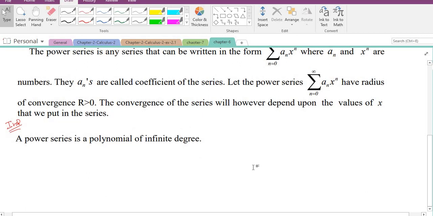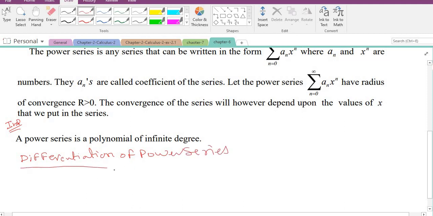Now, on the basis of that, I want to explain a few questions from the handout, given as differentiation of power series. Differentiation of power series means how to differentiate this type of series if it is given.